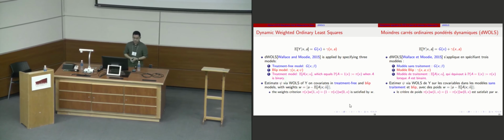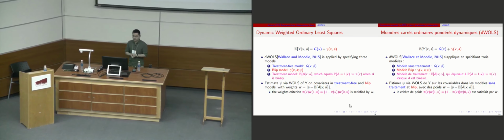DWOLS estimates psi, the parameter we care about for tailoring treatment, by weighted ordinary least squares of the outcome on the covariates in the treatment-free and blip models, with weight W. The weight is based on the absolute value of the distance between the observed treatment and the propensity, the probability that you receive that treatment. Wallace and Moodie give the weight criteria.